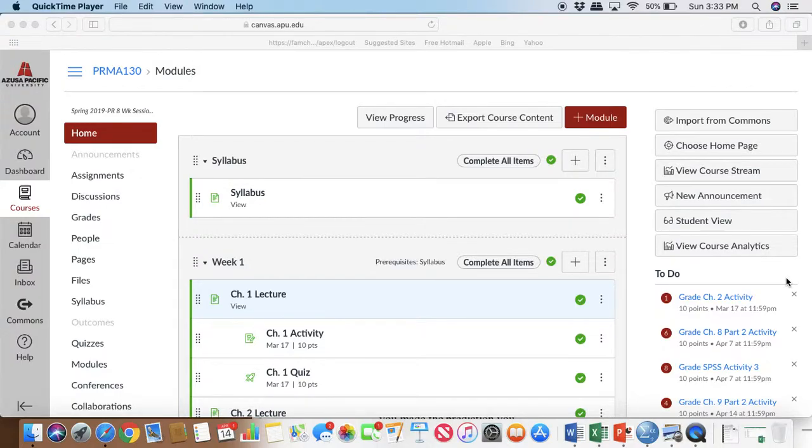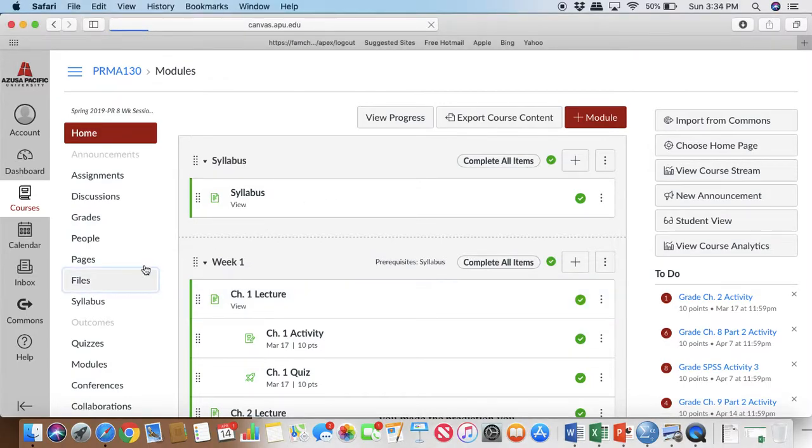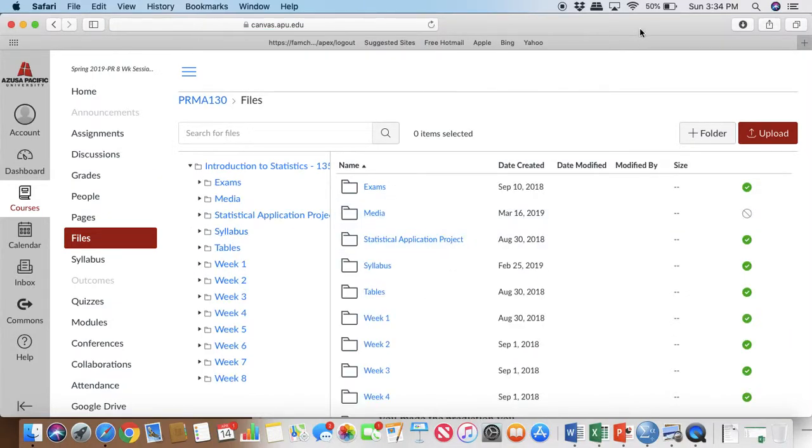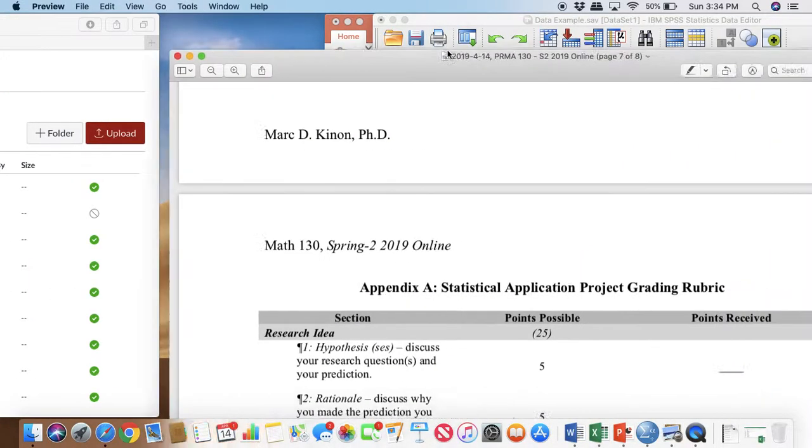Okay, now we need to start talking about the statistical application project. To start, let's go ahead and go to Files, and I updated the syllabus. So let's take a look at the syllabus.